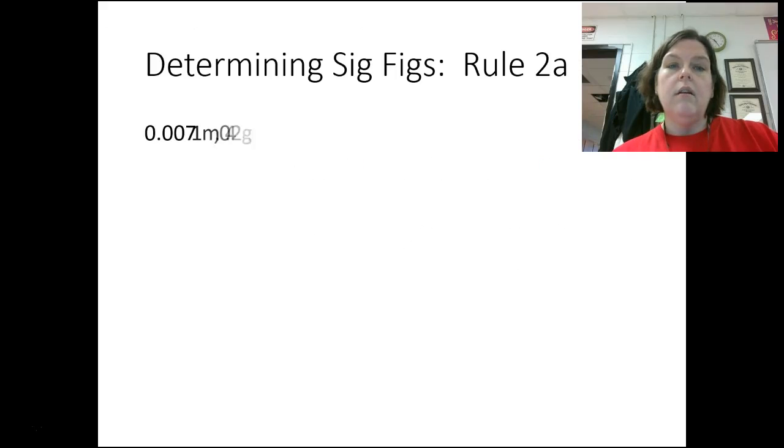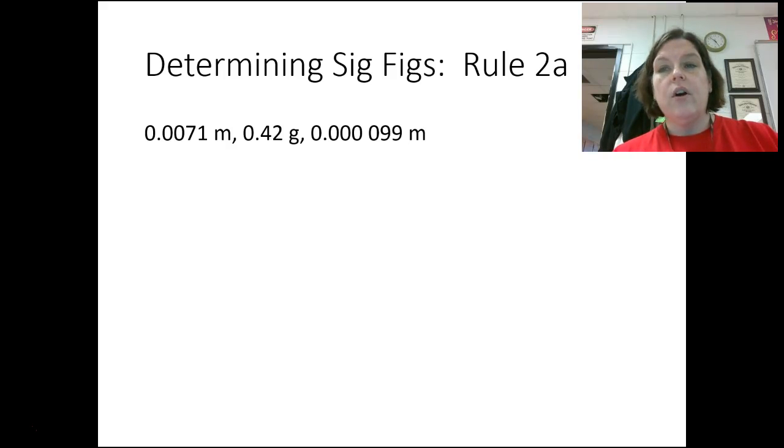Okay. Next one is Rule 2A. This is talking about the leading zeros. Leading zeros are not counted as significant. So we have 7, 1 is significant, 4, 2 is significant, and the 9, 9 are significant.